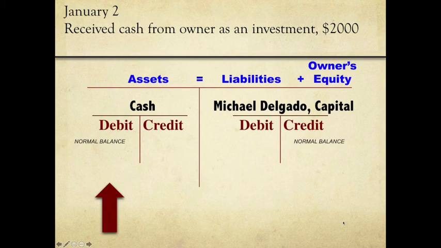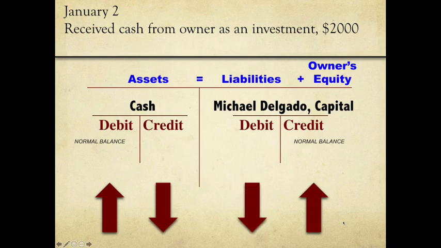We increase on the debit, decrease on the credit of cash. We increase on the normal balance of the capital, decrease on the debit side. So if we receive cash from owner as an investment, our cash is going to go up. To make our cash go up, we have to debit it for $2,000. If we receive cash from owner as an investment, our capital account is going to go up. So we are going to credit our capital for $2,000. You will notice right here, our debits equal our credits.